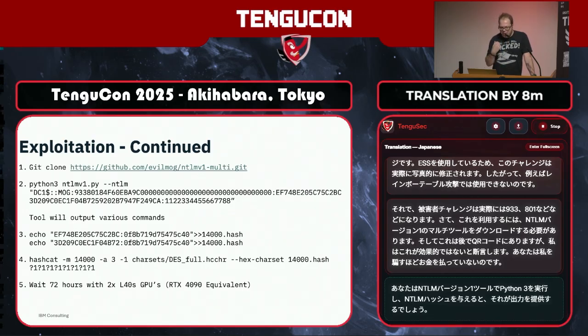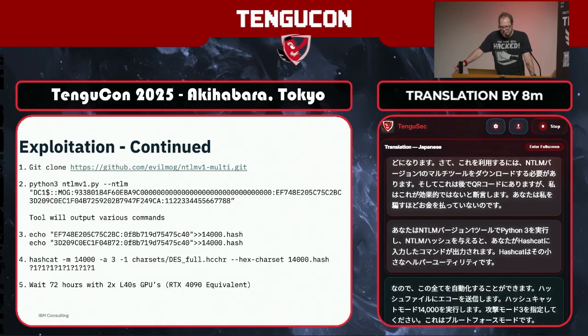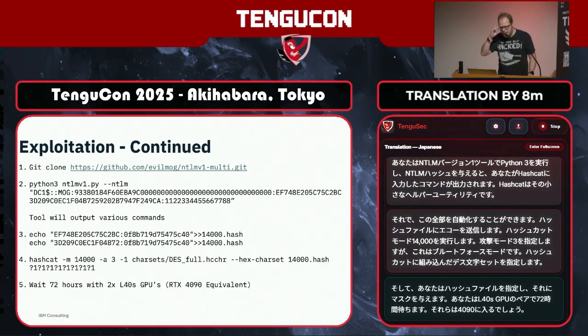So you echo out to a hash file. You run hashcat mode 14,000, specify attack mode 3, which is the brute force mode. Tell it the DES character set that we have built into hashcat, and then you specify your hash file and then give it a mask. You wait 72 hours with a pair of L40S GPUs. They're about equivalent to a 4090, and you rent them on IBM Cloud for about $4 or $5 an hour. You can get them cheaper on AWS, I believe.